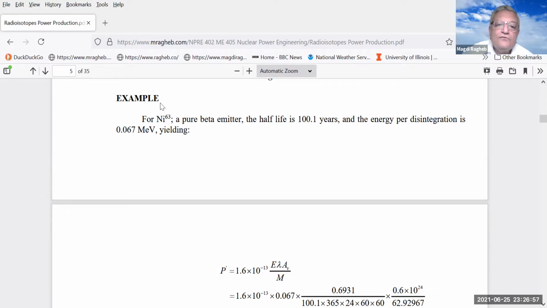For instance, if you use nickel-63, the isotope nickel-63, it is a pure beta emitter. I say pure here because it emits only negative electrons. So you have a source of electrons, so you have a source of current.